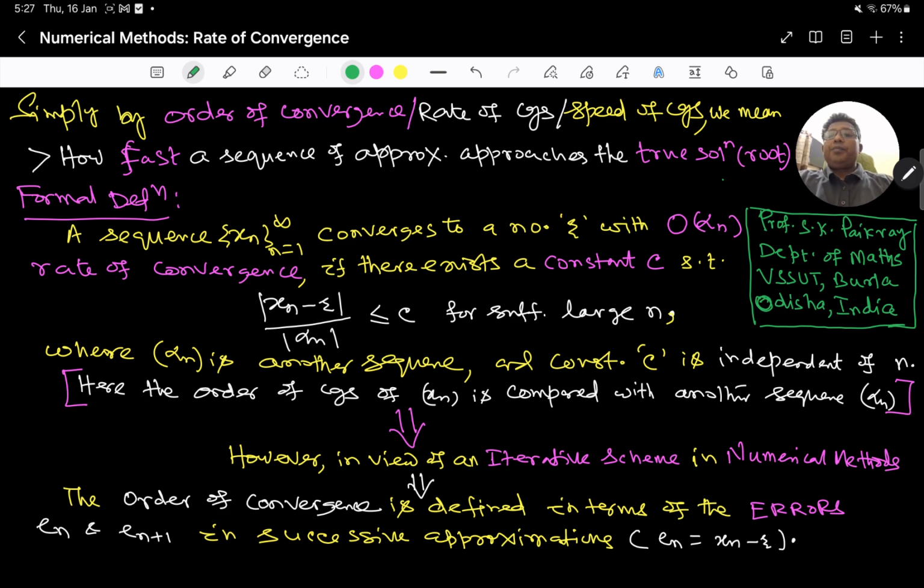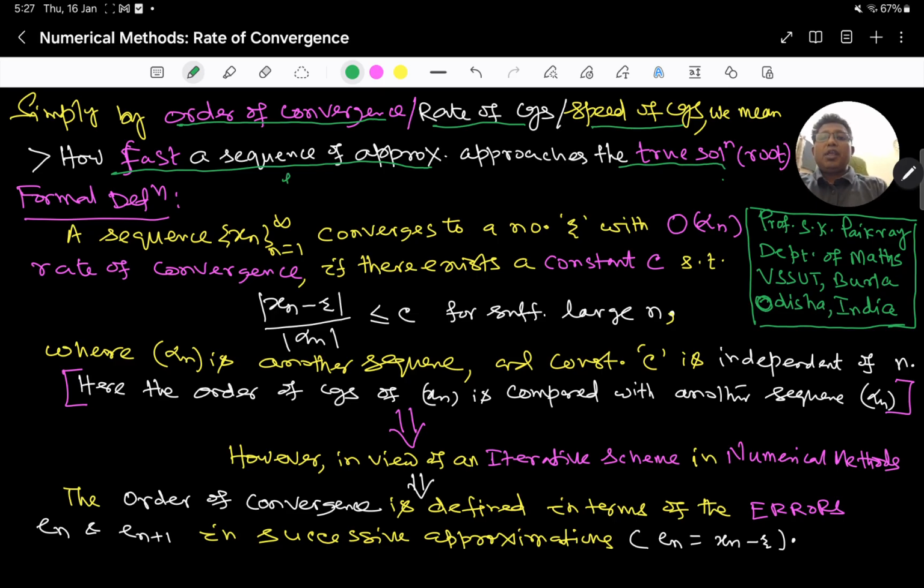Hello everyone. In this lecture, I shall discuss the order of convergence, or the rate of convergence, or the speed of convergence in numerical methods. So formally, what does it mean? It means how fast a sequence of approximation approaches the true solution.